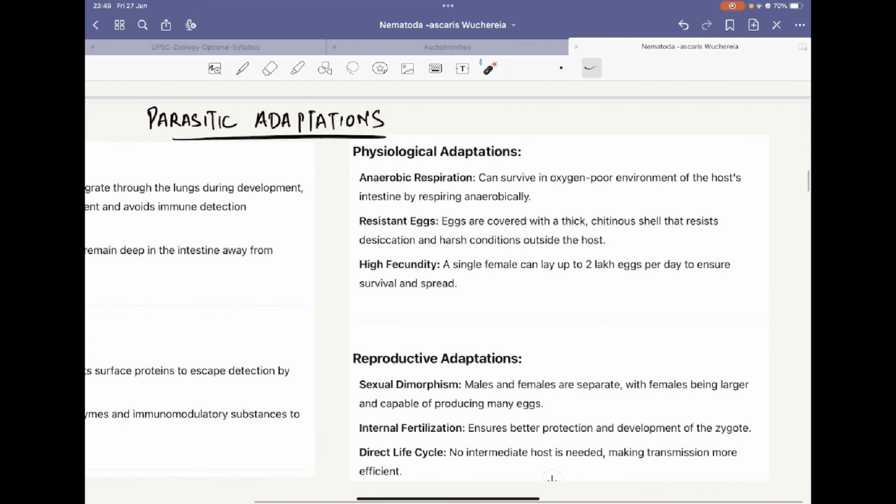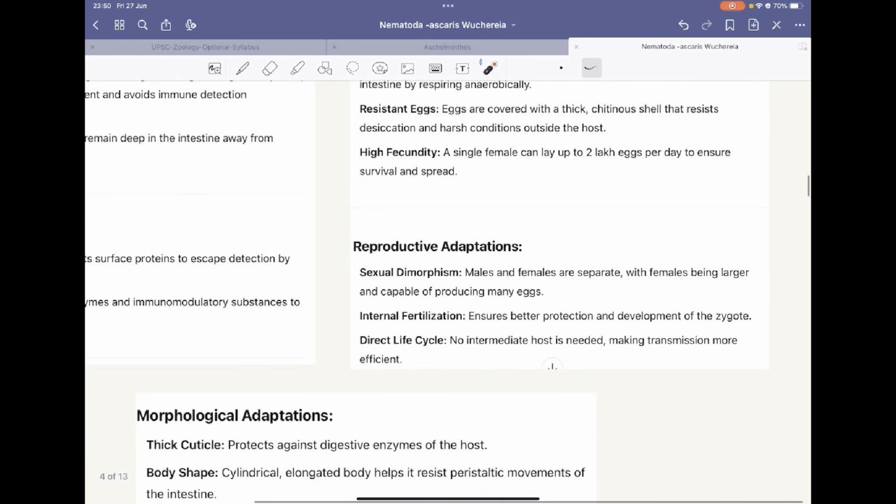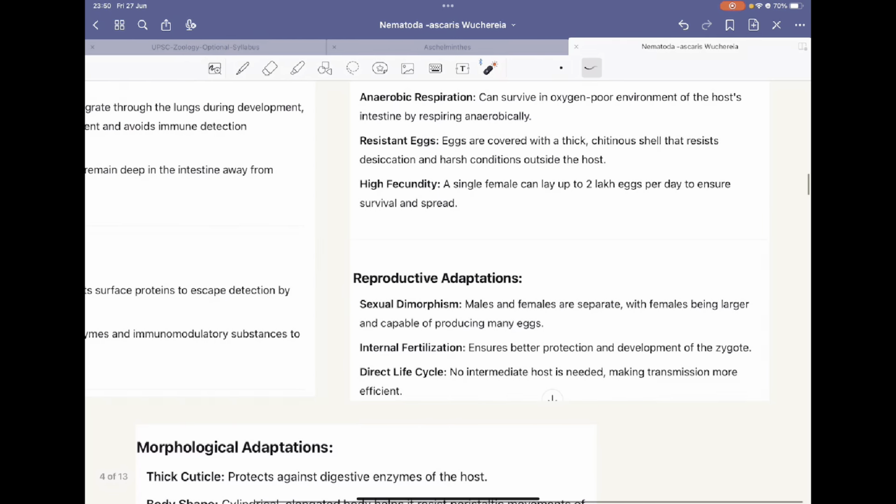Then the physiological adaptation, the first one is anaerobic respiration. Its eggs are covered by a chitinous shell, which makes them very resistant. They have high fecundity, 2 lakh eggs per day, which is very high. Then the reproductive adaptation is that they have sexual dimorphism. Fertilization is internal in order to protect and develop the zygote.